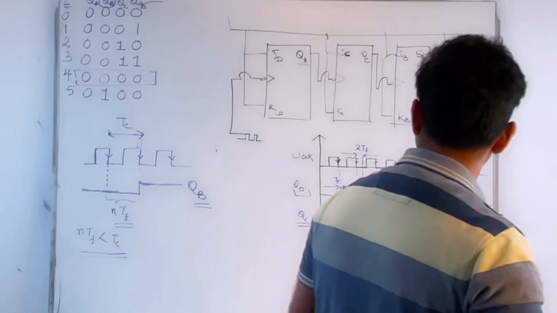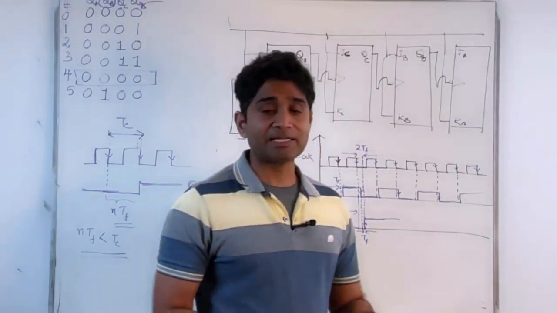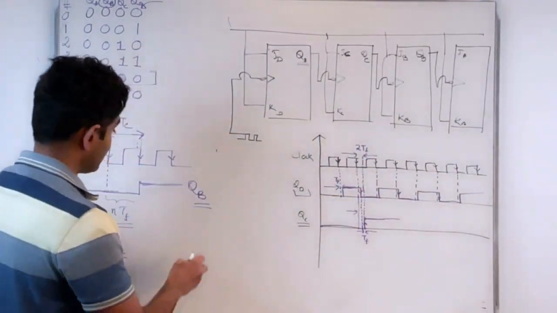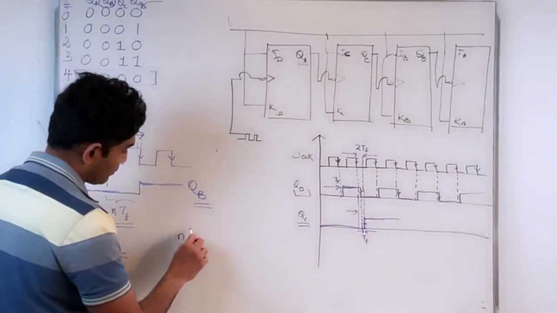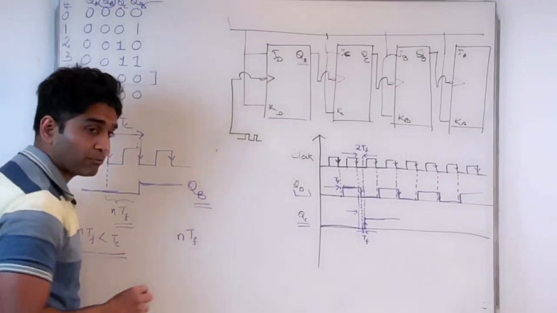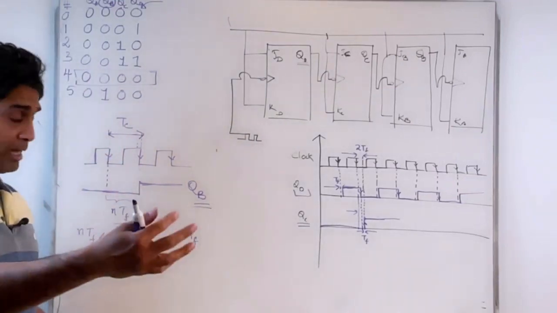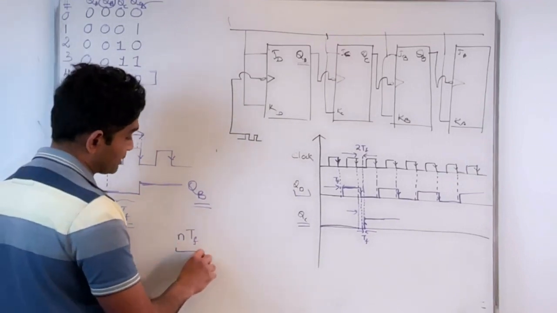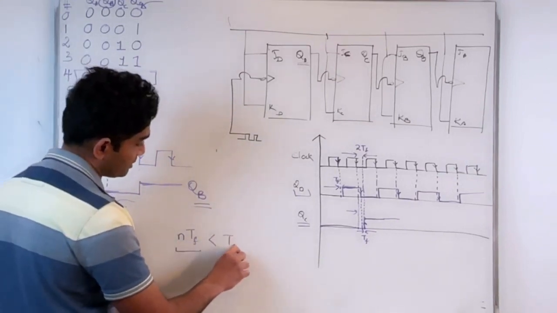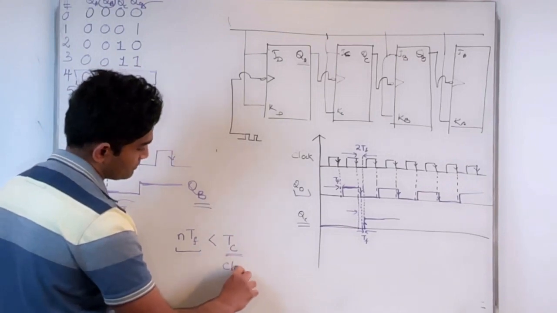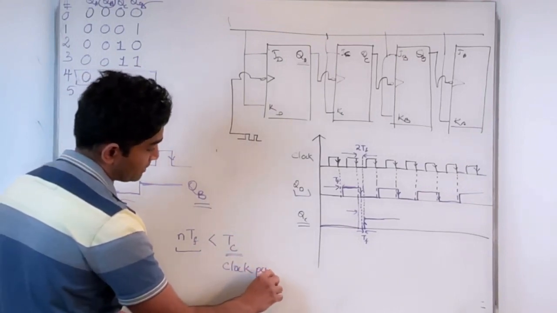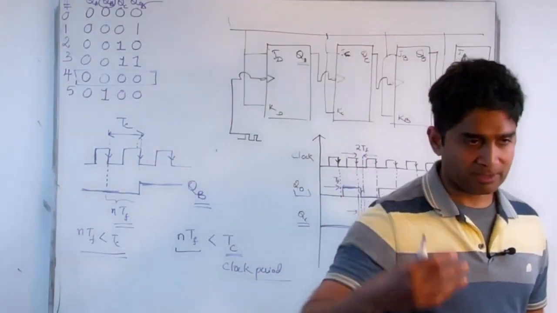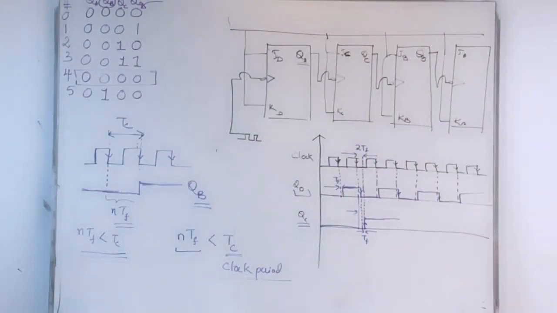So for this particular flip-flop to work, I need to limit the number of stages I use, so that my n times TF, whatever the TF is, something in the nanoseconds, but it gets added up. If I have a very large number of stages, I need to make sure that n times TF is less than TC, the clock period. Otherwise, I would end up getting some intermittent wrong counts as a count value. So that's important.